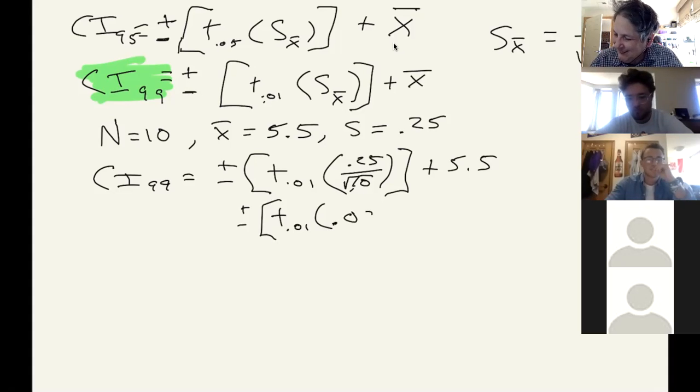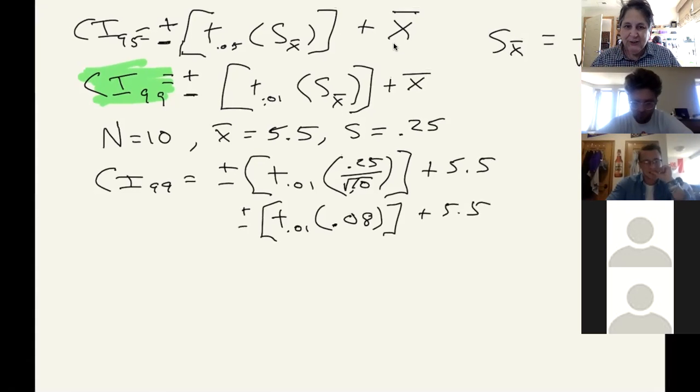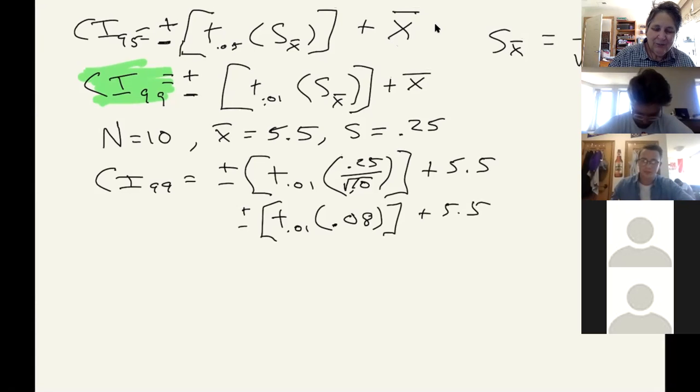0.08 plus 5.5. We still can't do anything because we need this t. So now we have to go to a t table to find it. Here we go. Oh, you know what? We have to stop.